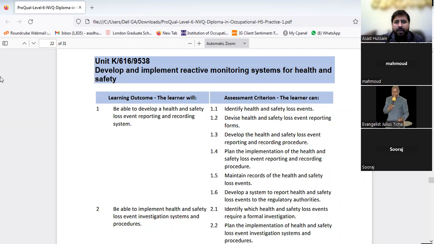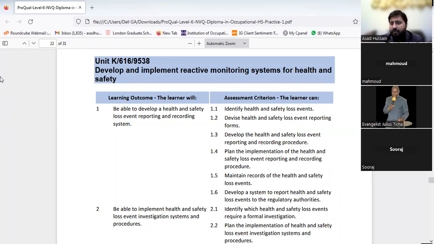So starting from here, as it is discussing reactive monitoring, as we know, there are 2 types of monitoring systems. The first one is the active or proactive monitoring system, and the other one is the reactive monitoring system, where once things have gone wrong, you are monitoring the system to stop the recurrence, to reduce the severity and impact of the same type of accident happening in the future.